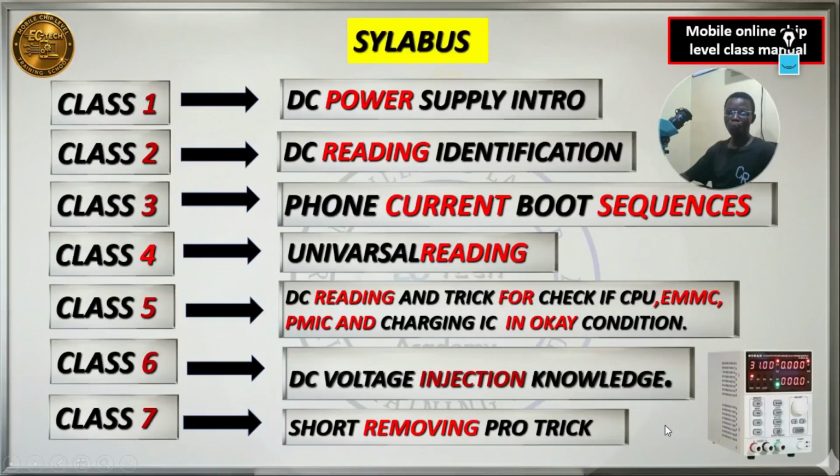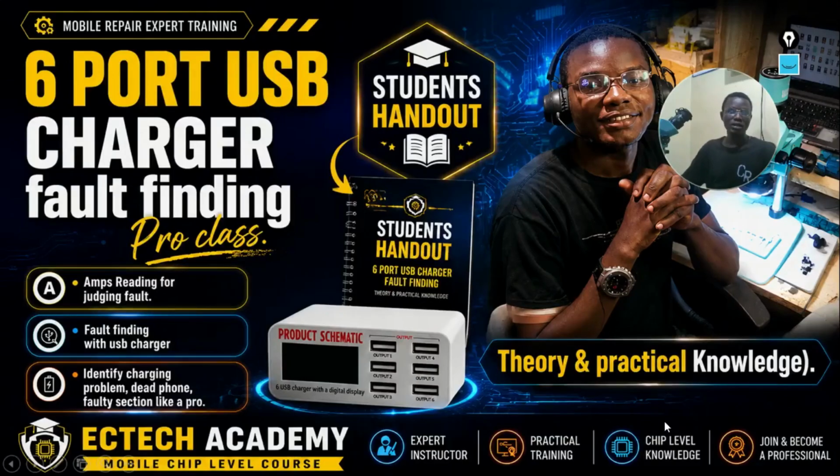The next one is called the 6-port USB charger port finding pro class. In this class, we are going to know the ohms reading for judging ports, the ohms reading of the USB charger, to judge a port and know which section is faulty.